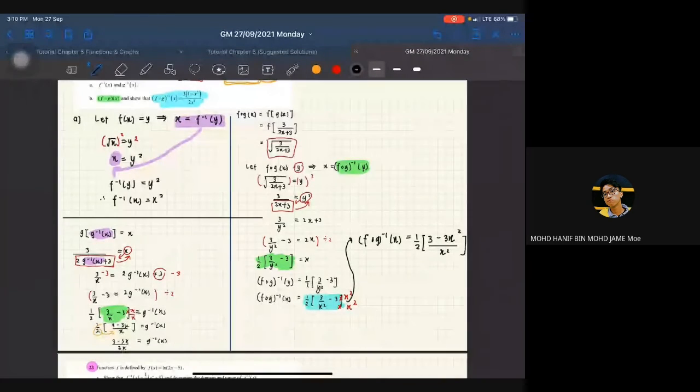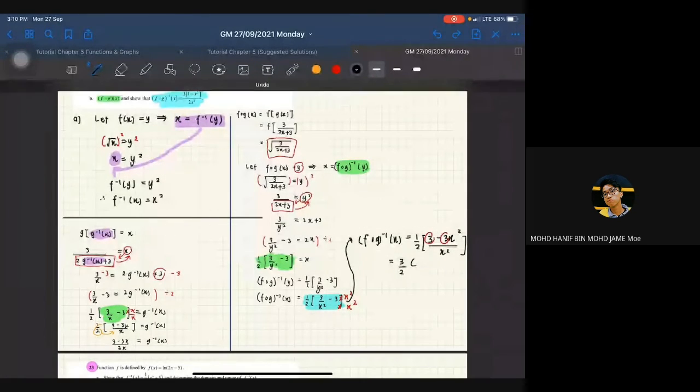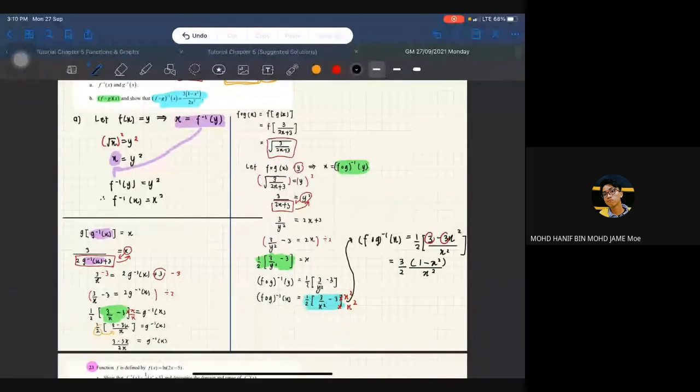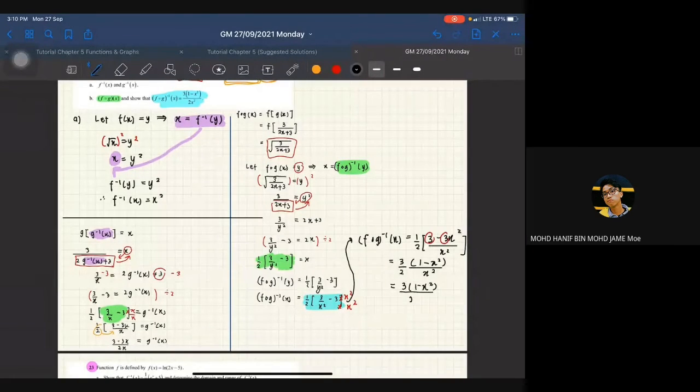Okay, so sikit je lagi. Sekarang kita just factorizekan 3 tu. This one ada 3, this one pun ada 3. So we factor out this 3. So you will get 3/2. So dekat atas akan jadi 1 minus X square. Okay, so denominator akan dapat X square. Okay, so kita gabungkan je sekali semua tu. So you will get 3, 1 minus X square over 2X square.